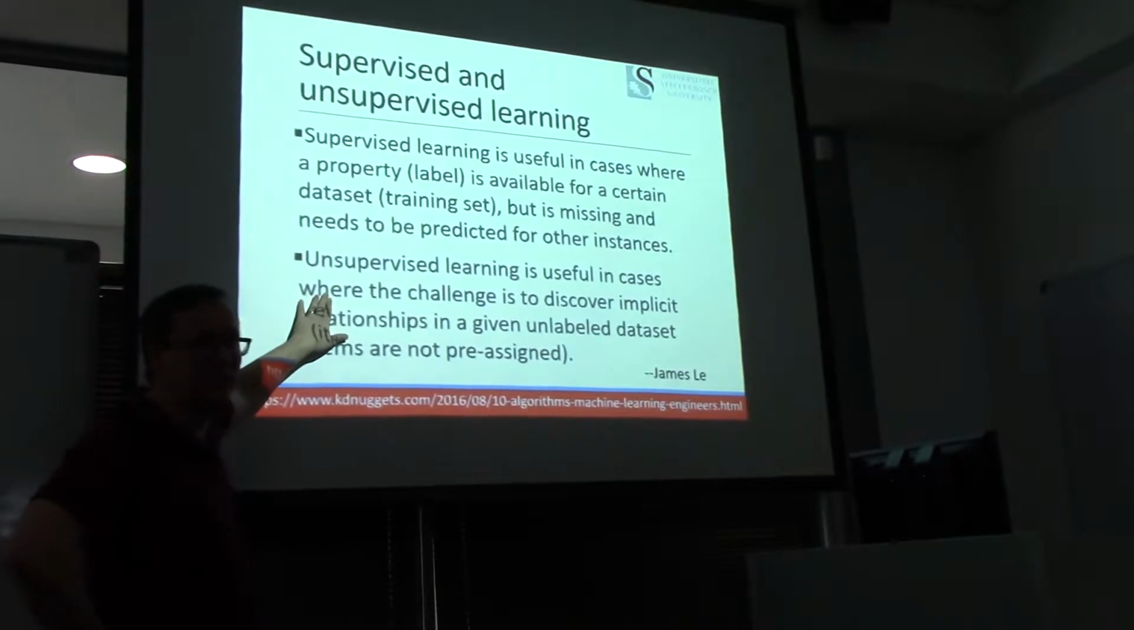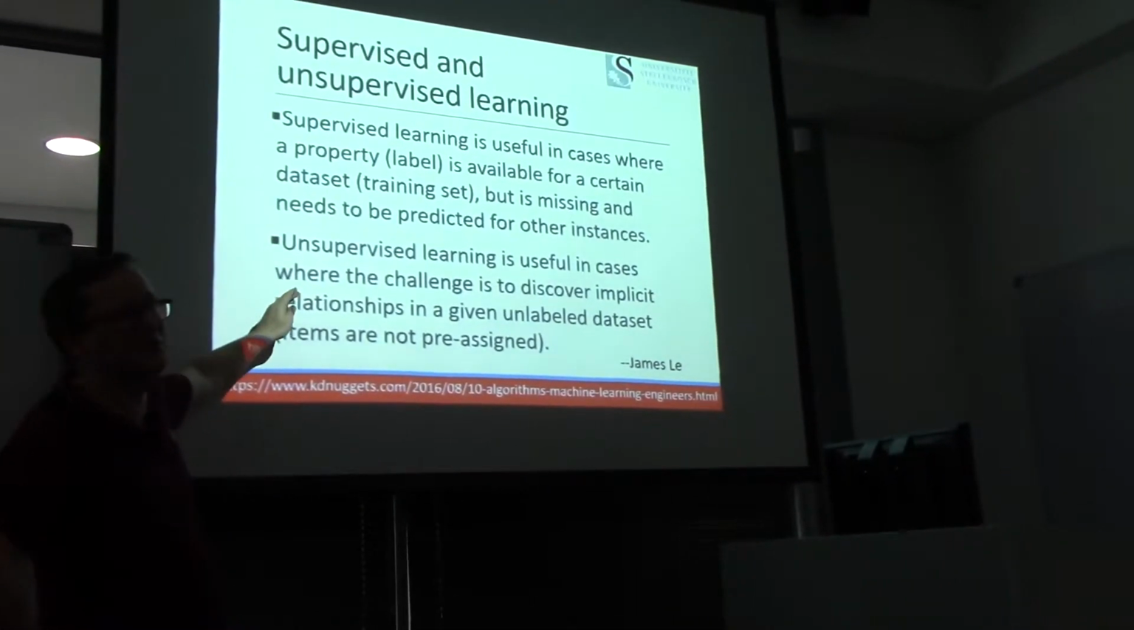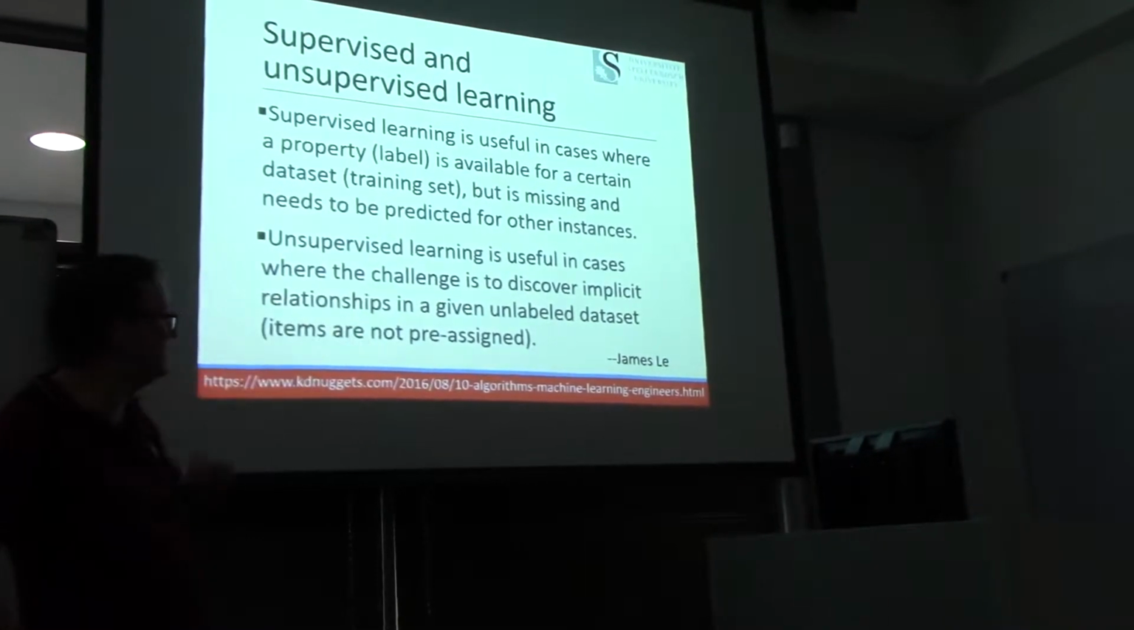All right, now unsupervised learning is useful in cases where the challenge is to discover implicit relationships in a given unlabeled data set.